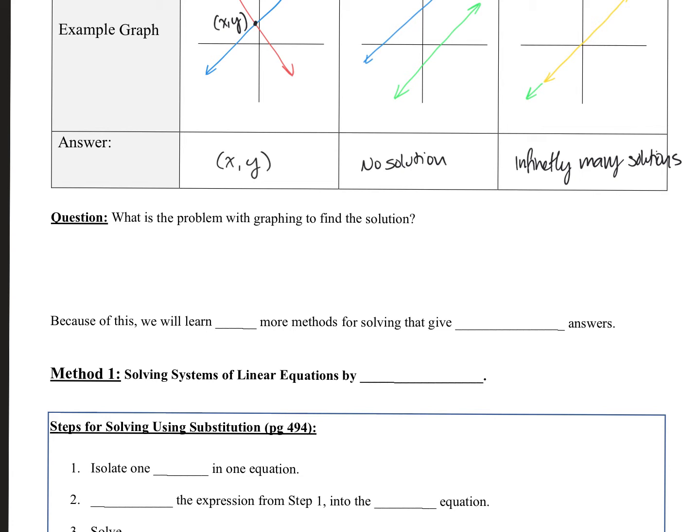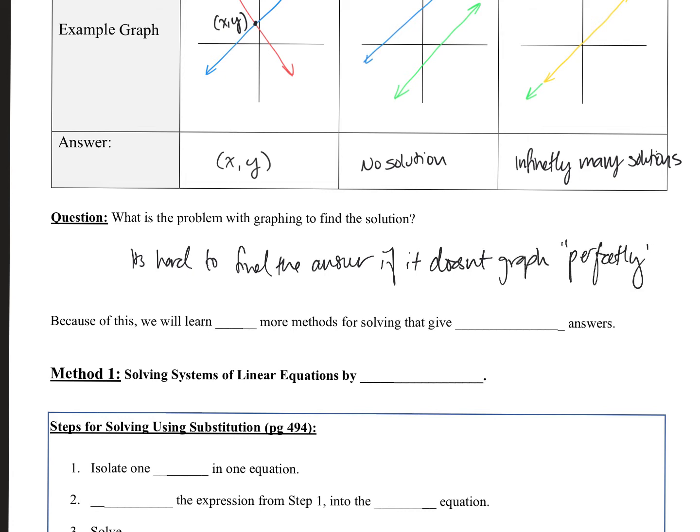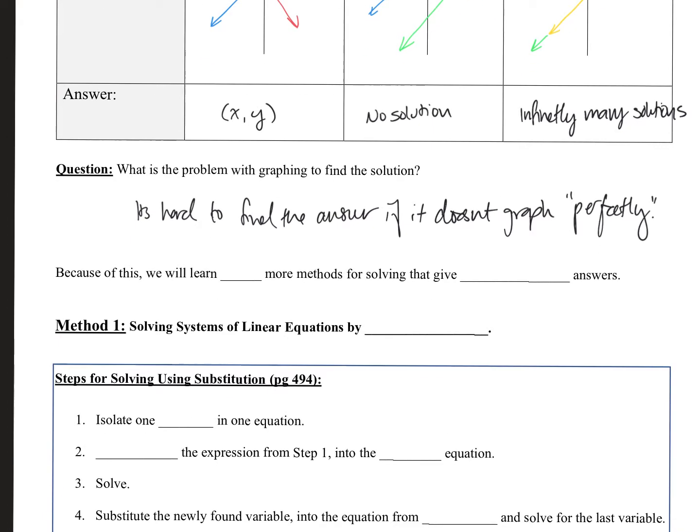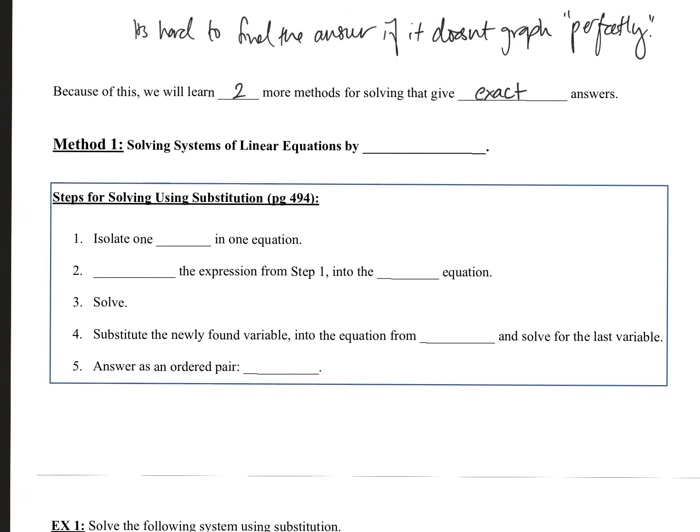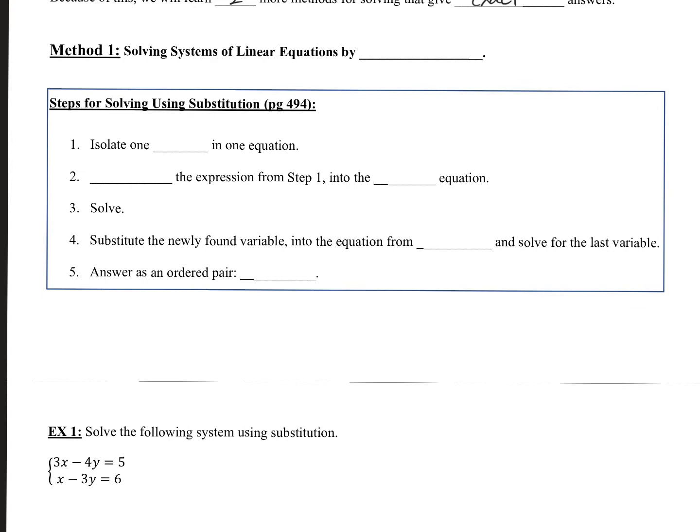So the problem with graphing is it's hard to find the answer if it doesn't graph perfectly. And I'm going to put perfectly in quotations, because that's just some sort of slang technically. So because of this, we are going to learn two more methods for solving that give exact answers. Okay? So when we're graphing, we can't always find an exact answer. So the first method is solving linear systems of equations by substitution.